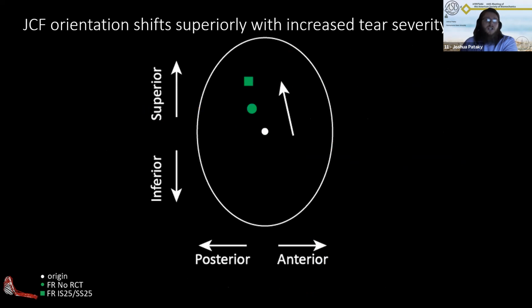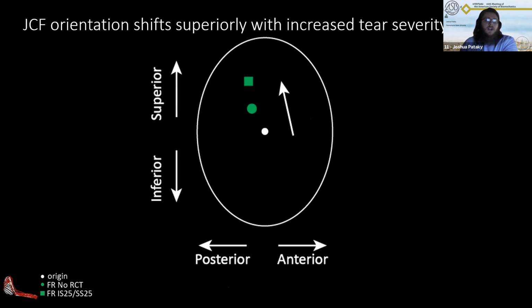Now, look at the projection of the peak joint contact force from the humeral head onto the glenoid fossa. The ellipse represents the glenoid rim and the white dot the geometric center. The colored dot is the orientation of the peak joint contact force for the no cuff tear model. As seen, the projected force is slightly in the posterior superior quadrant, although well within the glenoid rim.